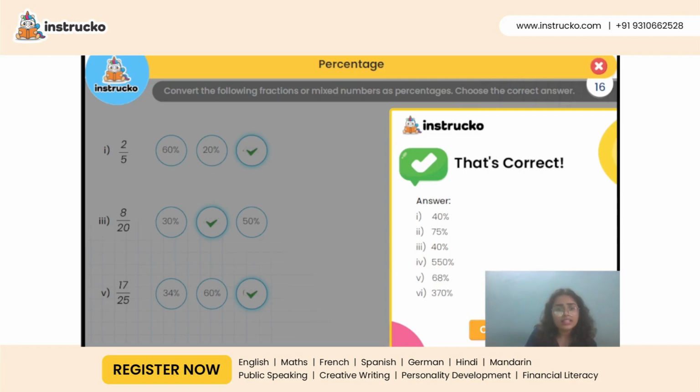Next, so these are the correct answers, and if you got them all right, congratulations. And even if you made one mistake, that's completely fine. This is the first time you're understanding this concept. I would suggest you go back to the two steps that I told you and try solving again. Practice, practice and practice, because practice makes a man perfect.